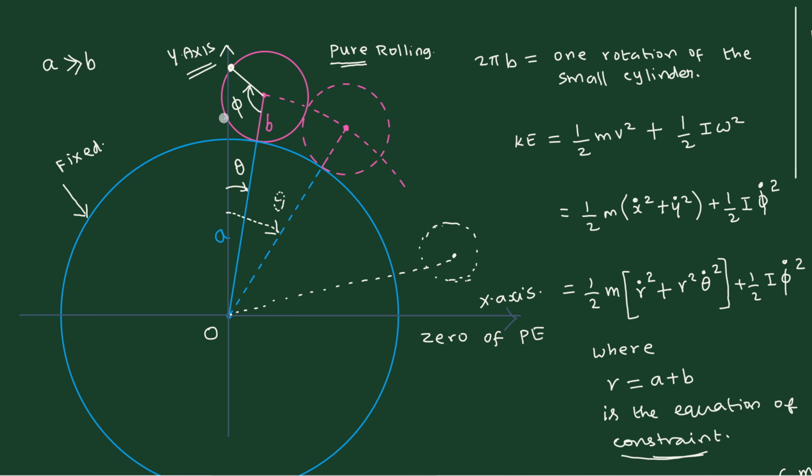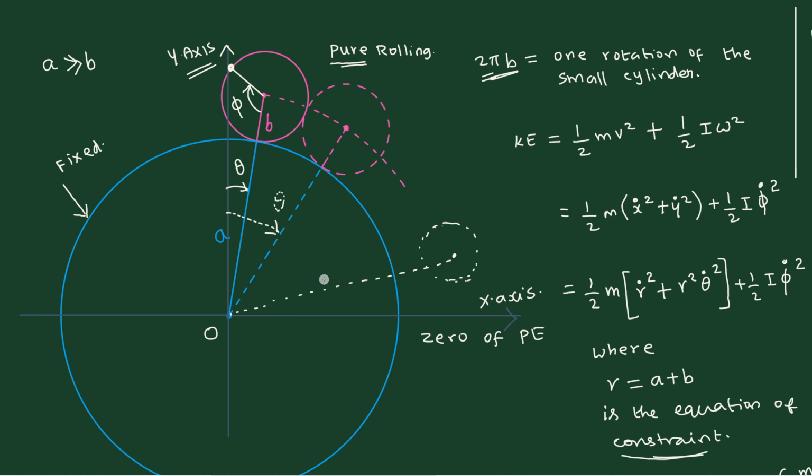If this particular pink color cylinder rolls by an amount of 2 pi radians, that's what I have written, 2 pi radians, then how much distance will it travel? It will travel 2 pi into b distance. So 2 pi b is the entire perimeter length multiplied by this particular radius. Then it will come here, right? When it comes here, theta has to be here only. Did you understand? Theta has to be here only. Theta cannot come up to this.